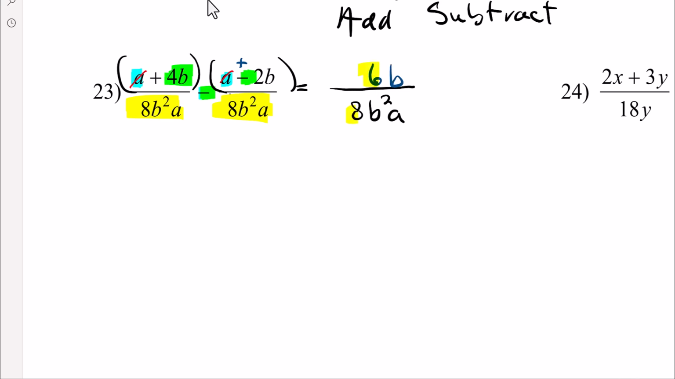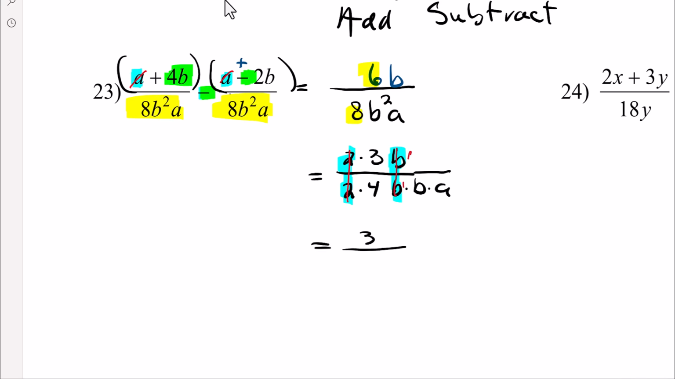Now look at what we have. 6 over 8B squared A. They both have a 2 in common. So 6 is 2 times 3 times B. 8B squared times A. Well, 8 is 2 times 4. B squared is B times B times A. And now look at what we have in common. We have these 2 divided by 2 is 1. B divided by B cancels to 1. And then you have the result. 3 times 1 is 3. In the denominator, you have 4 times B times A.